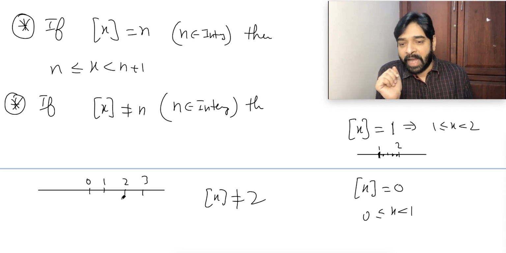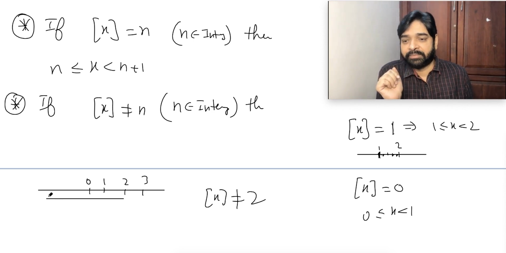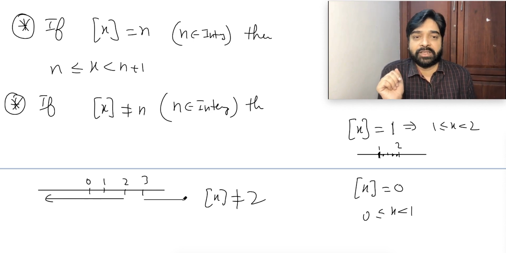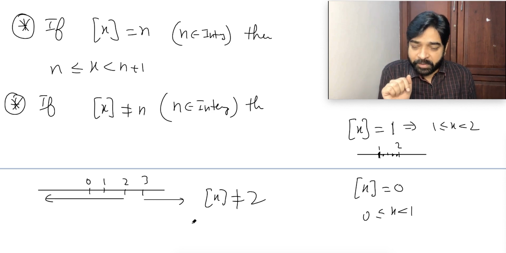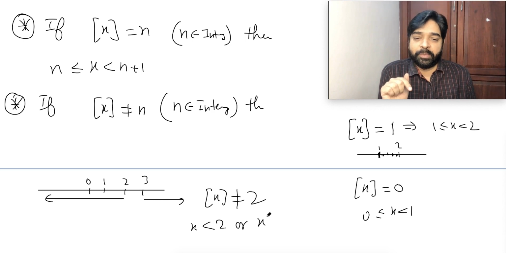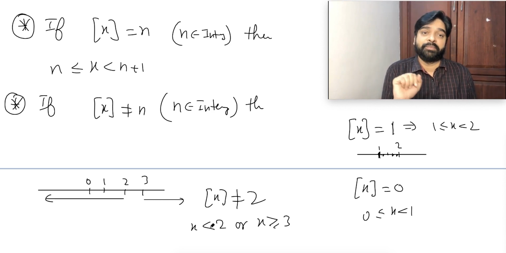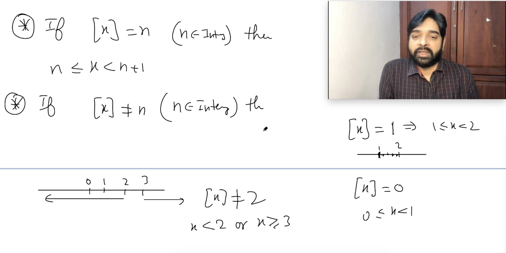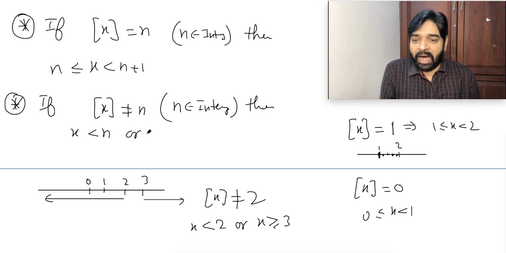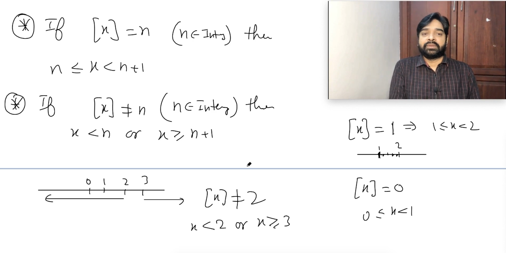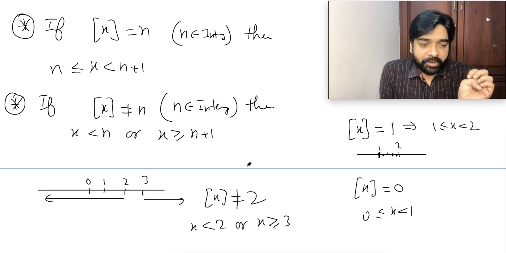So where should x be? Either x should be before this or x should be after this. This gives you x should be less than 2 or x should be greater than or equal to 3. Equal to 3 is also no problem, but equal to 2 is a problem. Have you understood? So from here we can develop: x should be less than n or x should be greater than or equal to n plus 1. Write it quickly.